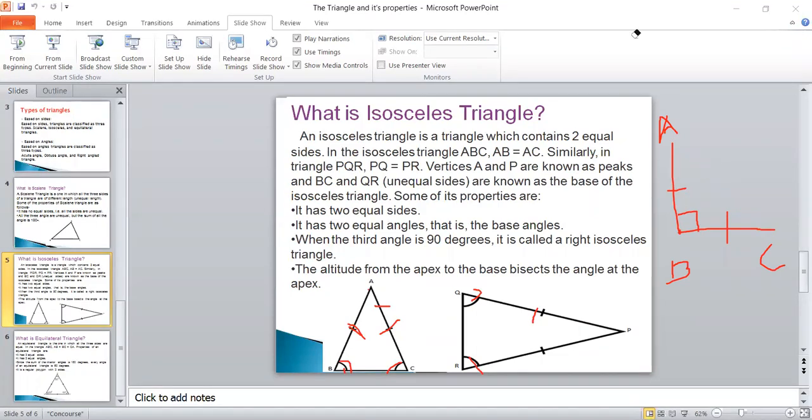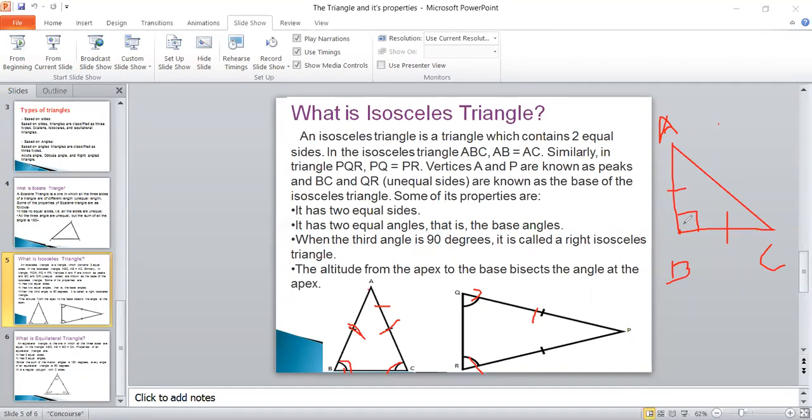Just wait a minute. This line is not proper. Okay, now it is perfect. So in this triangle ABC, AB is equal to BC, and angle B is 90 degrees. So in this case, we can say this is a right isosceles triangle, a right angled isosceles triangle. You should also draw this type of figure in your notebook. So this is the second property.